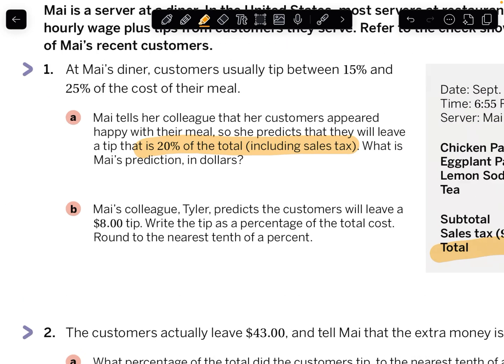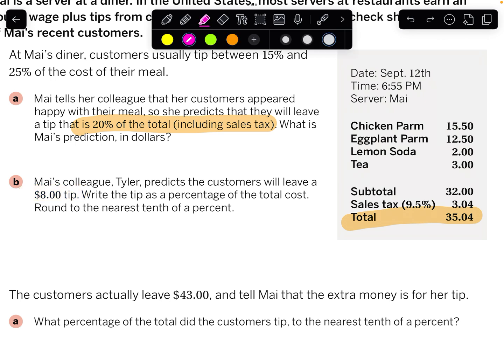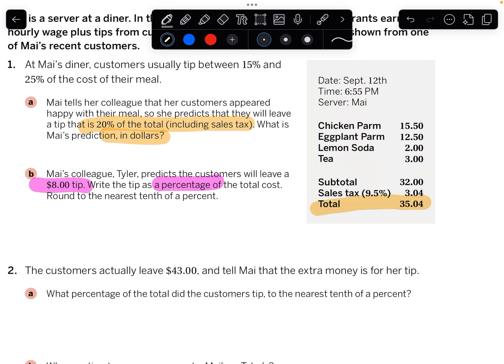Now I'm going to skip ahead to B before I look at A. On B, Mai says Tyler predicts the customers will leave an $8 tip. Let me change the colors here. Keep it fresh and clean. $8 tip, and we would need the percentage. With my thing, she thinks the percentage, we need the dollars. But really, it's going to be the exact same table.